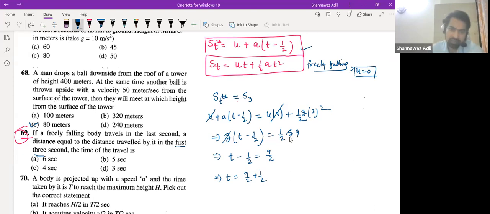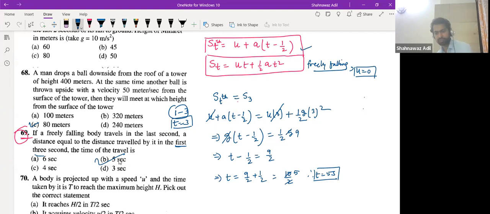Okay, first, you got confused with this first 3 seconds, right? It is saying 1 to 3 seconds. So time is how much? T is 3 seconds, right? Yes, sir. Okay, so this is 10 by 2, so T is 5 seconds, right? So this one. Okay, please note it down, and if you have any doubts, please ask.